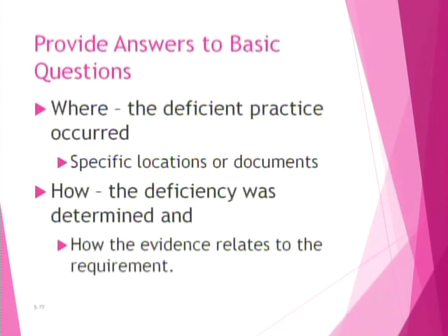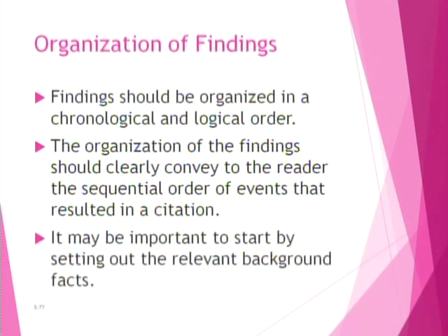Looking at where the deficient practice occurred. Where was it in the building? Or did it happen in the room? Or did it happen in the dining room? How the deficiency was determined, and how the evidence relates to the requirement. The findings should be organized in a chronological and logical order. So this just makes good common sense.